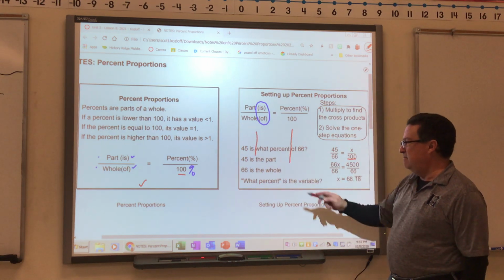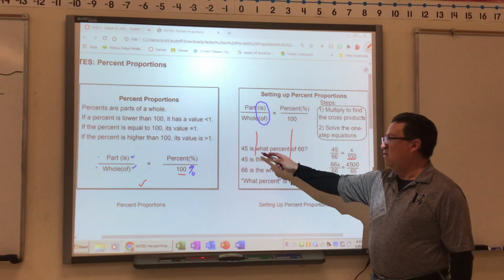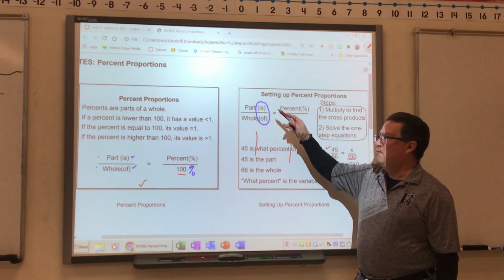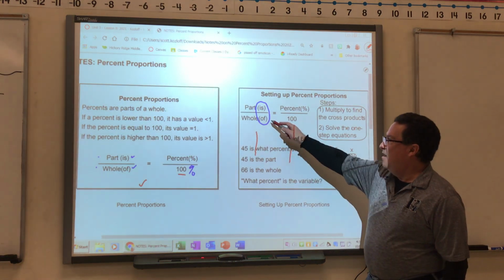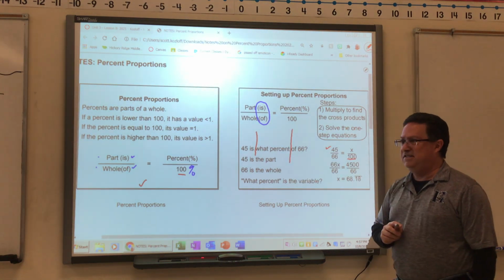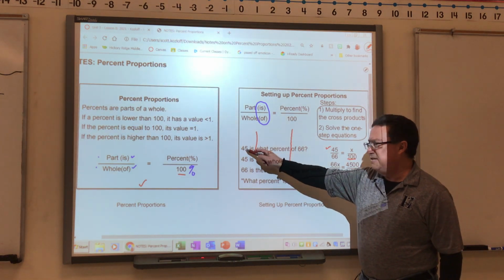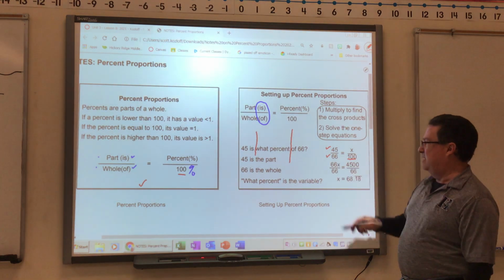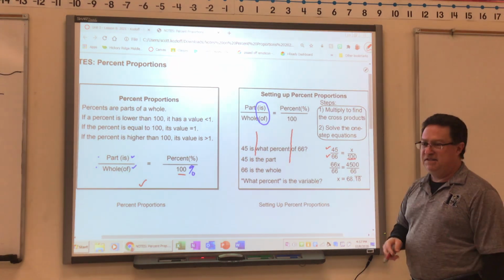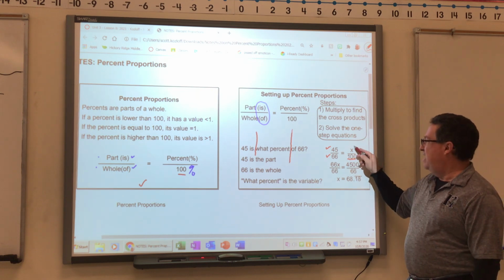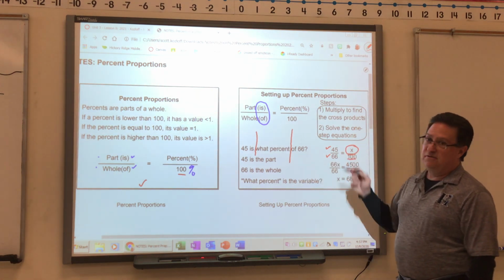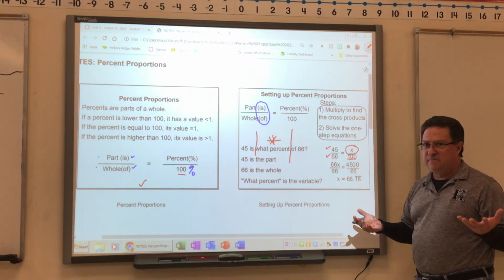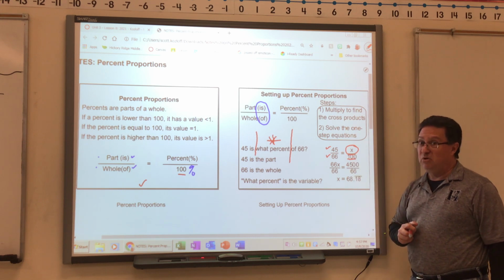45 is of 66. Well, the 45 is means the 45 goes on top, because that's where the word is. Of is of 66. That's the whole. There's the part. 45 is part of 66. So the whole goes on the bottom. So now I have 45 over 66. I have a 100 in the bottom right. And yes, the x, or the variable, goes right where it's supposed to.